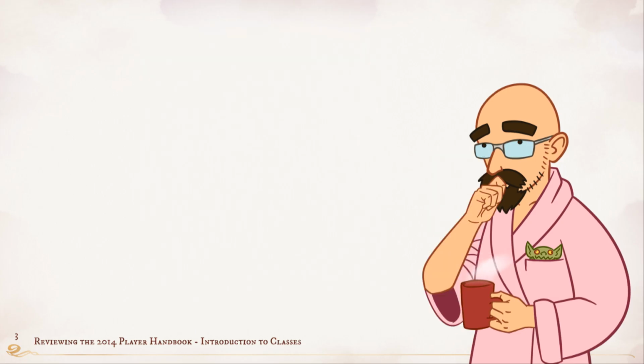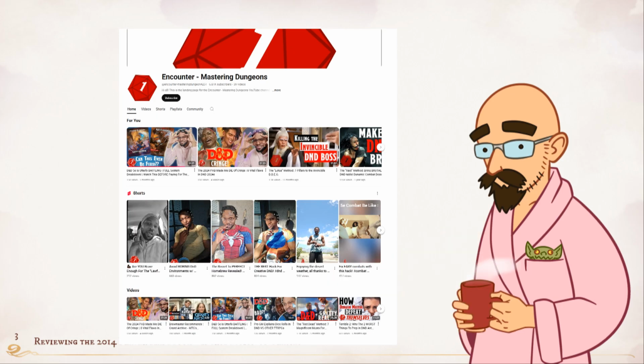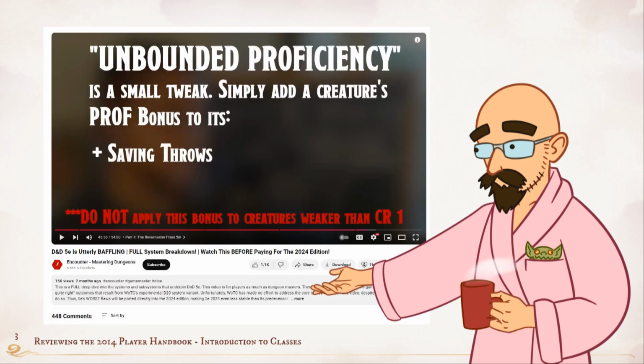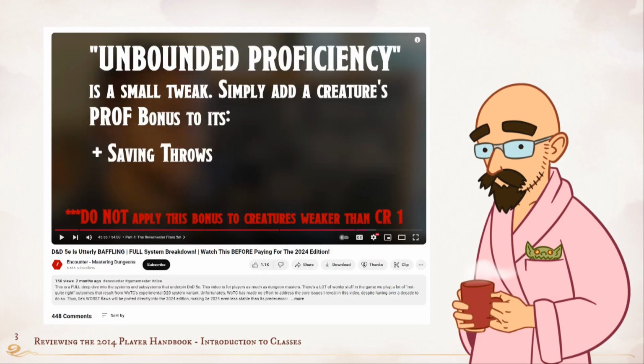Finally, I've been toying with an idea that I later saw a channel called Encounter Mastering Dungeons, which is run by a Mr. Malcolm the Brewmaster, independently iterate on with a solution that he calls unbounded proficiency. The idea is pretty simple. Just make all saves scale by tying proficiency to them.